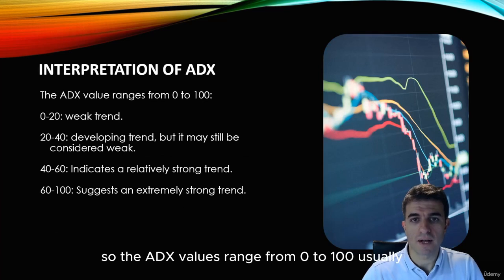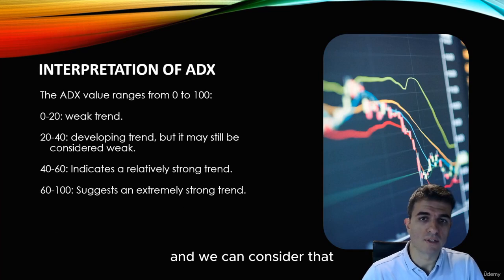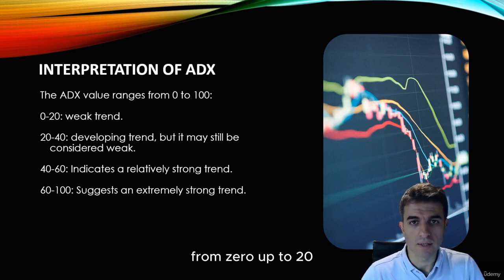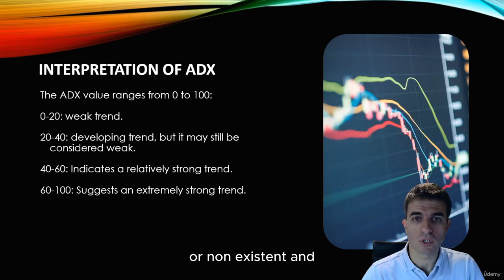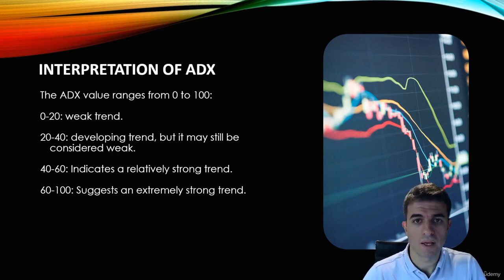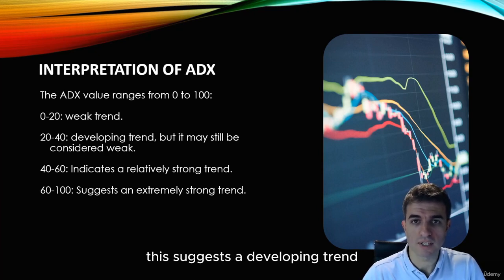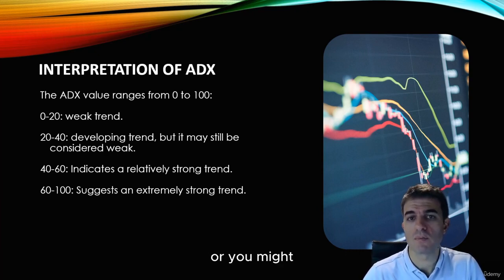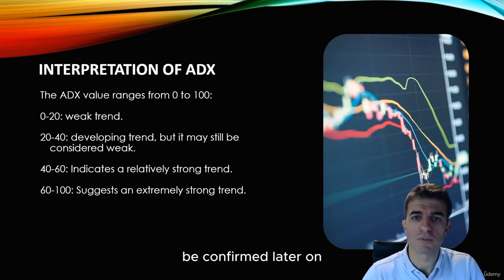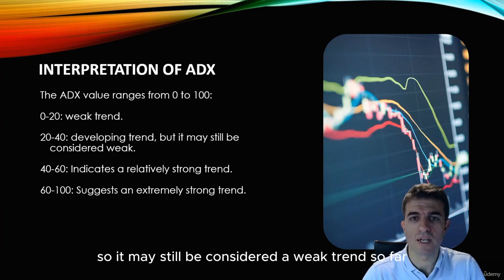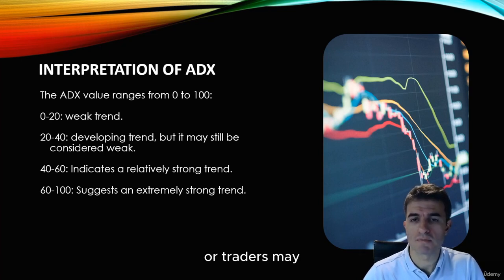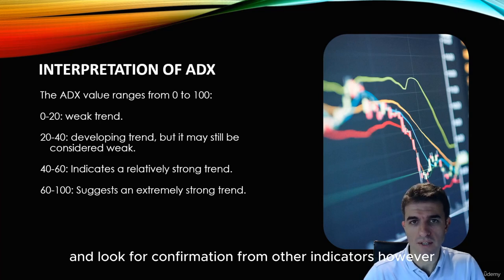So the ADX values usually range from 0 to 100, and we can consider that from 0 up to 20, this indicates a weak or non-existent trend. Traders might avoid trading in such conditions. And if it's between 20 and 40, this suggests a developing trend. So you might want to wait a bit to check if it's going to be confirmed later on. It may still be considered a weak trend so far. So traders may be very cautious and look for confirmation from other indicators.